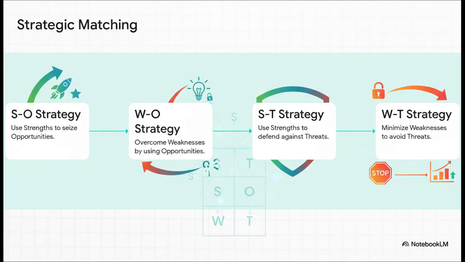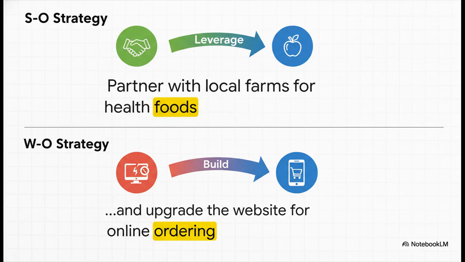We start connecting the dots, matching the different quadrants. How can we use our strengths to grab those opportunities? Or how can we use those same opportunities to fix our weaknesses? This strategic matching, this is where the magic really happens. This right here shows you how powerful this can be.